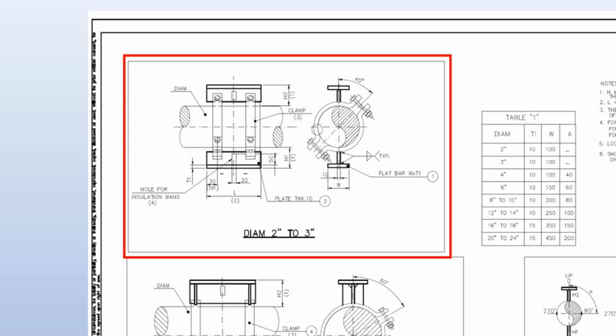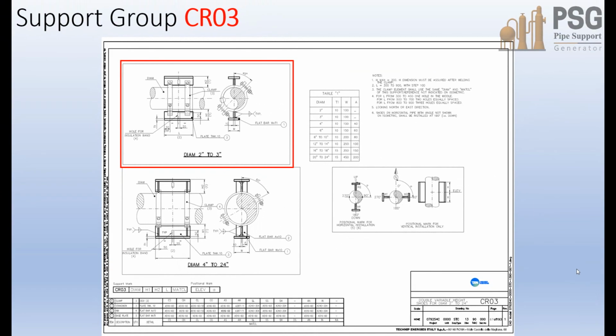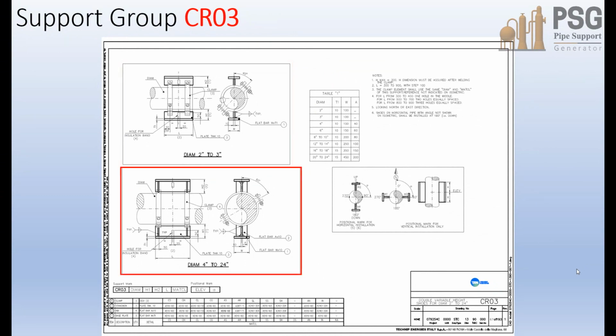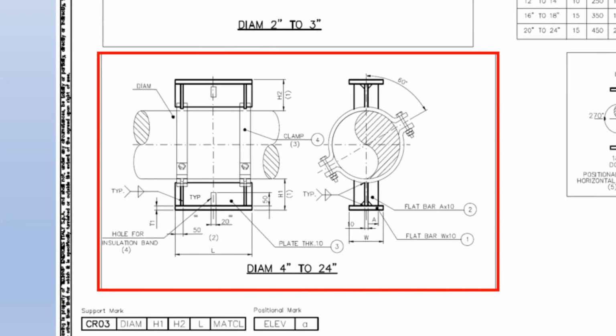The first shape suits sizes from 2 to 3 inches. Okay, and you can figure that this support does not include stiffening grips. And another size or another shape for sizes from 4 inches up to 24 inches. And you can figure that in that shape you have stiffening grips.